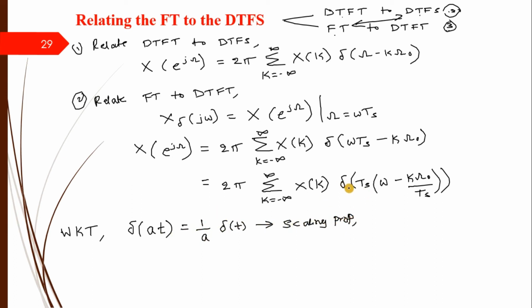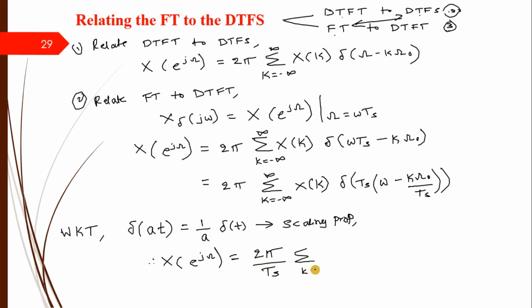We apply this here. This is a delta function. Ts is a scaling factor. So using that property, this ts, I take it outside and write it as 1 by ts. Therefore capital X of e raised to j omega is equal to 2 pi by ts, which has been taken out and placed here.